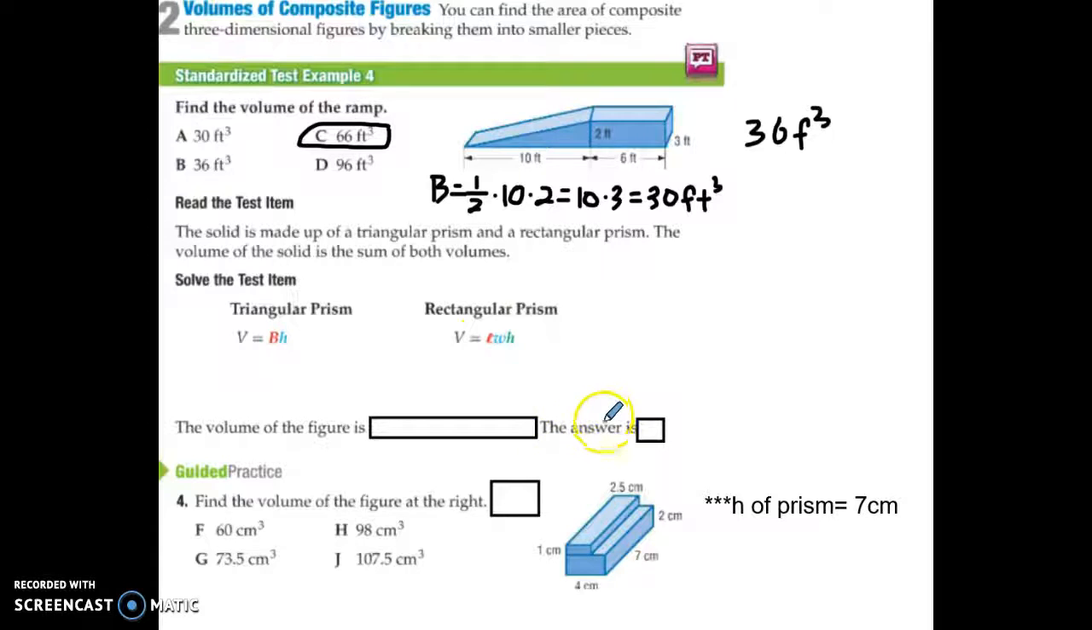Okay? If you want to practice a little more, here's one more guided practice of 2 rectangular prisms down here. But just to kind of show you here. Add them together, answer is C.